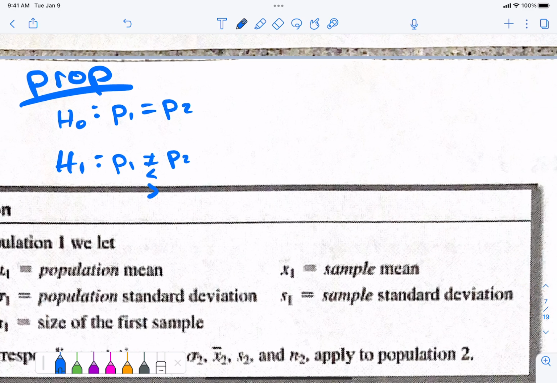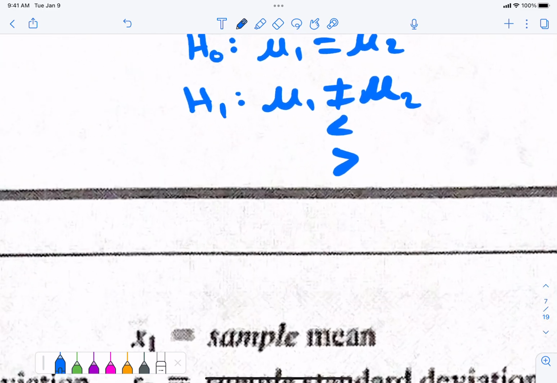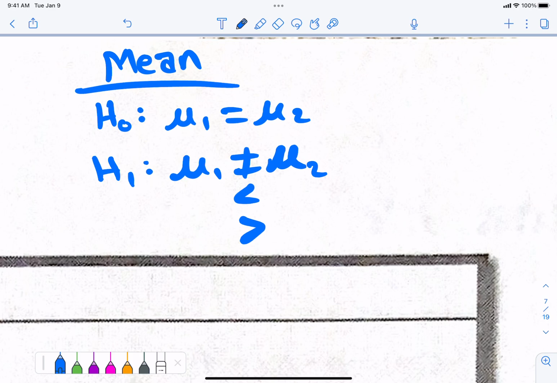In this section, we're doing mean, and the variable we use for mean is? Mu. H0 is going to be that mu1 equals mu2, and then our H1 is going to be not equal to, less than, or greater than, whichever one, right? It doesn't matter. Greater than, less than, not equal to. That's how we work for mean, okay?